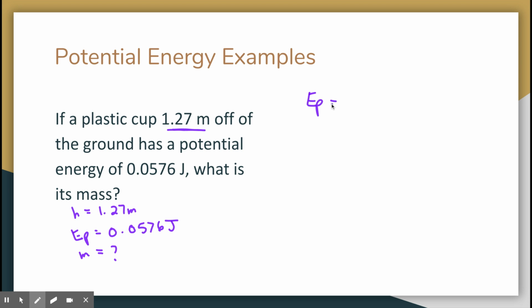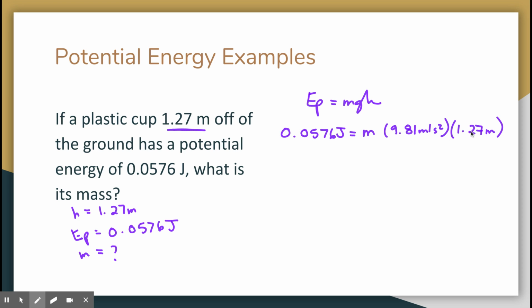So my formula, this is where we're not just calculating EP, so I'm going to have to do a little bit of algebra in order to solve for this, but it's possible. So EP is 0.0576. Mass is my unknown, so I'm going to leave it as M. G is 9.81 meters per second squared, and H is 1.27 meters.